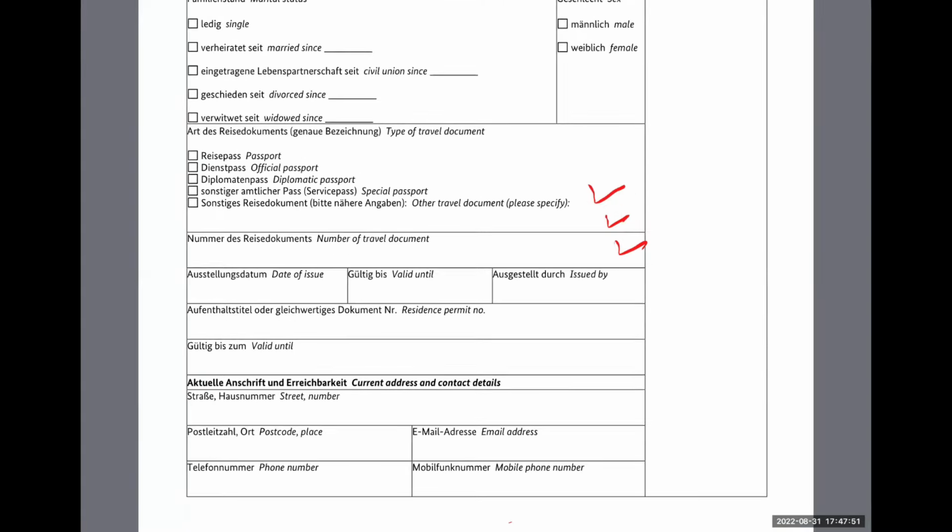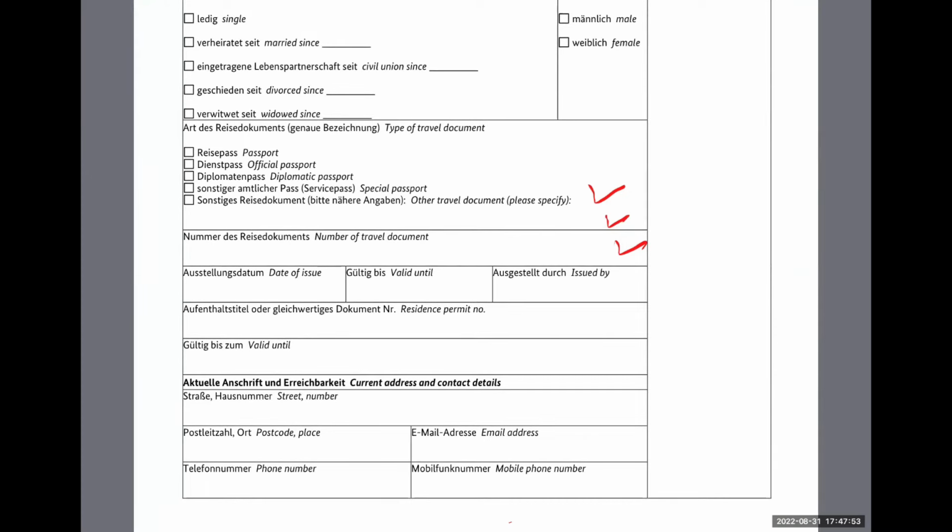After it, you can find the travel documents here. What kind of travel document do you have? Travel document means what you are going to attach, okay, passport, official passport, if you have a diplomatic passport, special passport if you have, like that, or other travel document, please specify it.